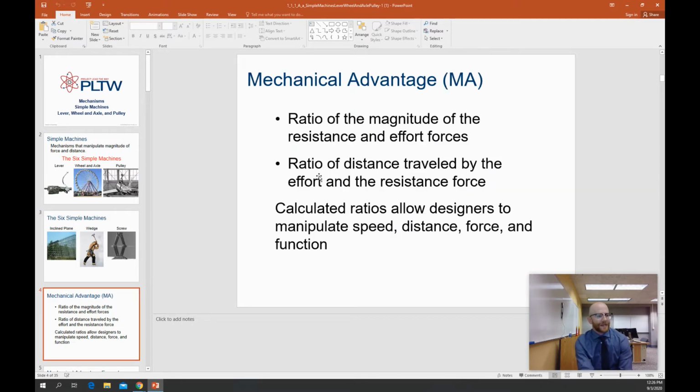The main thing to understand about simple machines is that they create a mechanical advantage. The mechanical advantage is shown in a ratio, and a ratio is just a relationship between two different things. So the ratio of magnitude, the ratio of distance. The magnitude will be forces. The distance traveled by the force is also going to be a mechanical advantage. And we're going to talk about the difference between those two things.